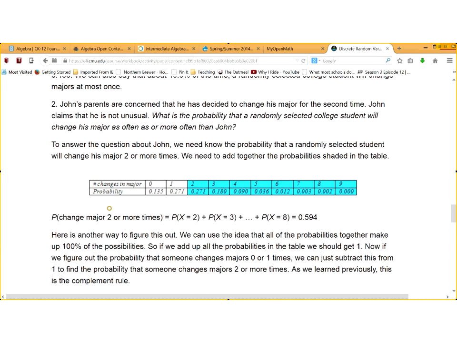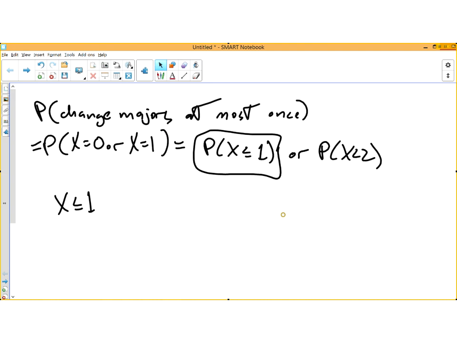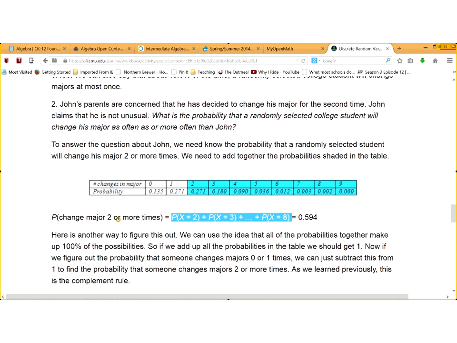John's parents are concerned that he's decided to change his major for the 2nd time. John thinks he's not that unusual. What is the probability that a randomly selected student will change his major 2 or more times? So see, they have to write all of this here, when it would be easiest, 2 or more times would be, then I would write, if we want to find that probability, the probability that x is greater than or equal to 2. So in the parentheses, that's the event. Someone changes majors 2 or more times, and then stick a P in front of it to talk about the probability.